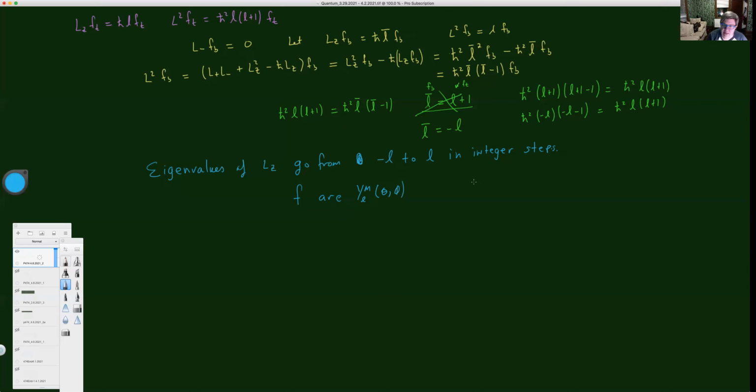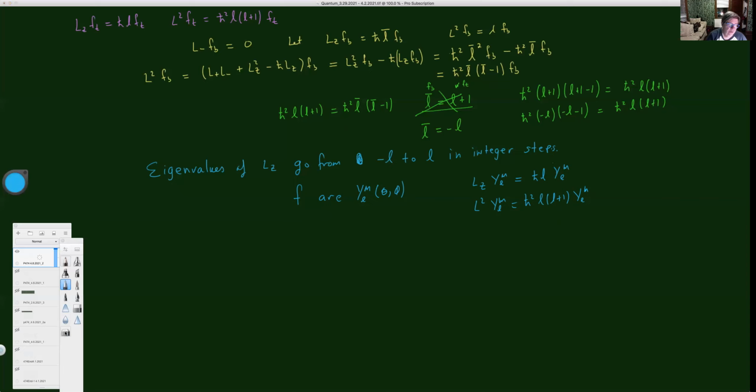So in other words, Lz acting on Y_lm is equal to h bar m Y_lm, and L squared acting on Y_lm is equal to h bar squared l(l+1) Y_lm. In fact, this isn't quite what we want. This is actually m, because remember, the m's can go from minus l to l.